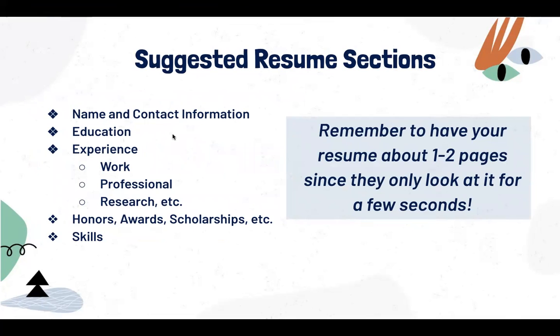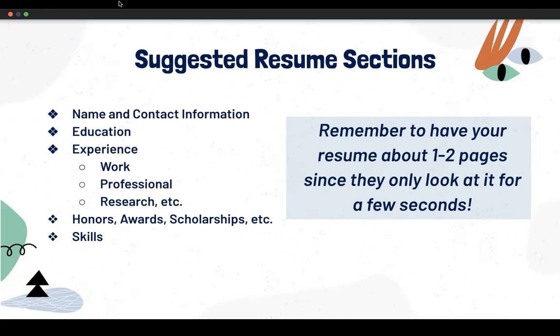Here are some suggested resume sections that you can include. First, you'll have your name and contact information. You can include your education, any type of experience, whether it's work, professional, research, volunteer, as well as any honors, awards, scholarships that you were awarded, as well as any additional skills you can provide to the employer or graduate school. A note we have is to remember to have your resume about 1 to 2 pages since they only look at it for a few seconds.